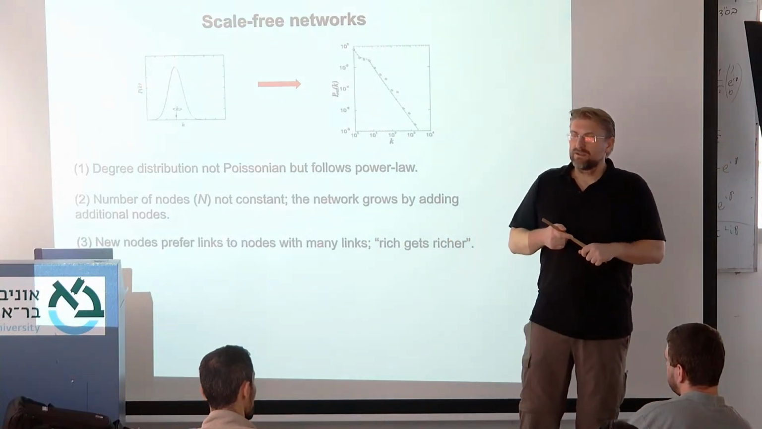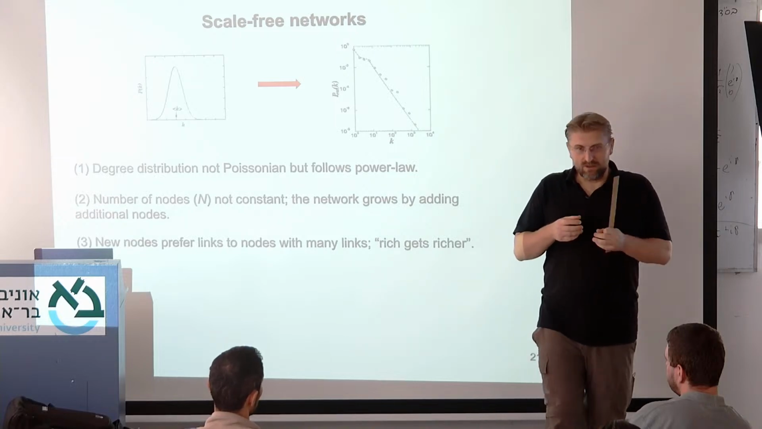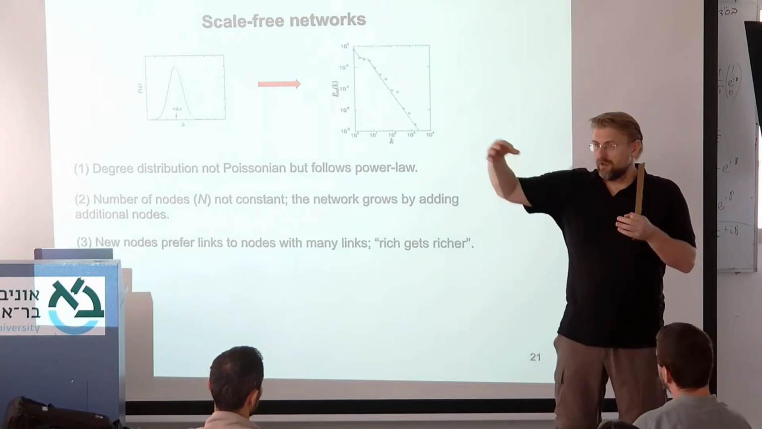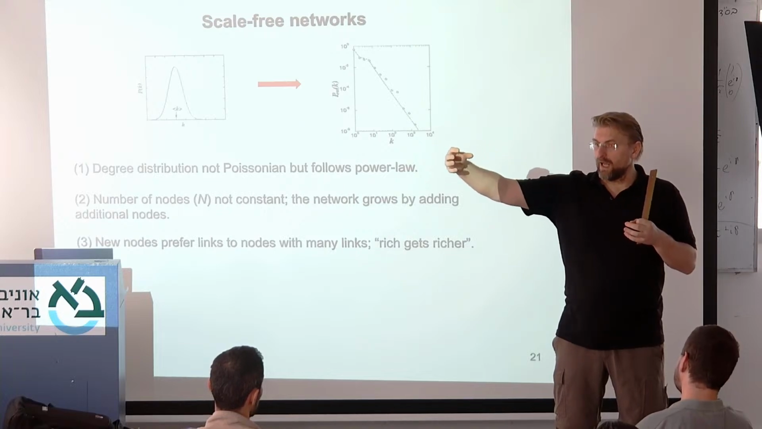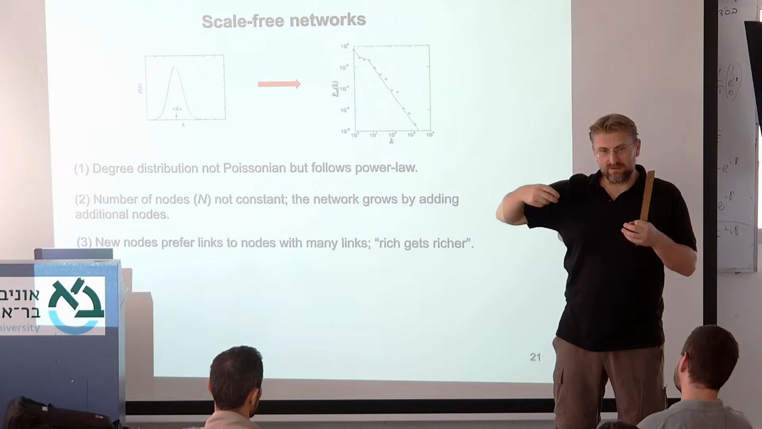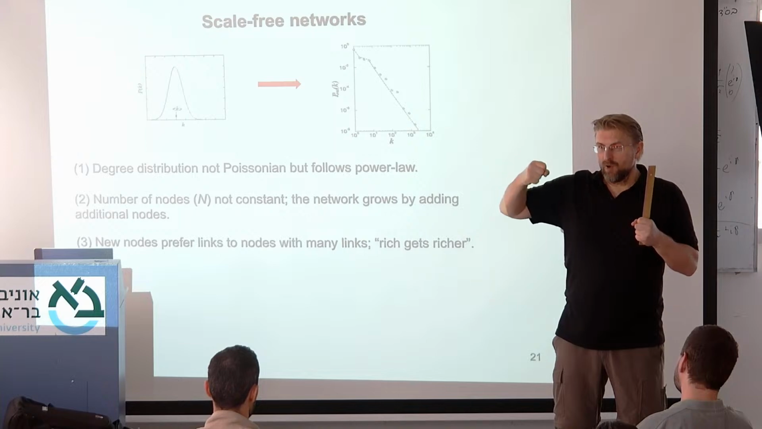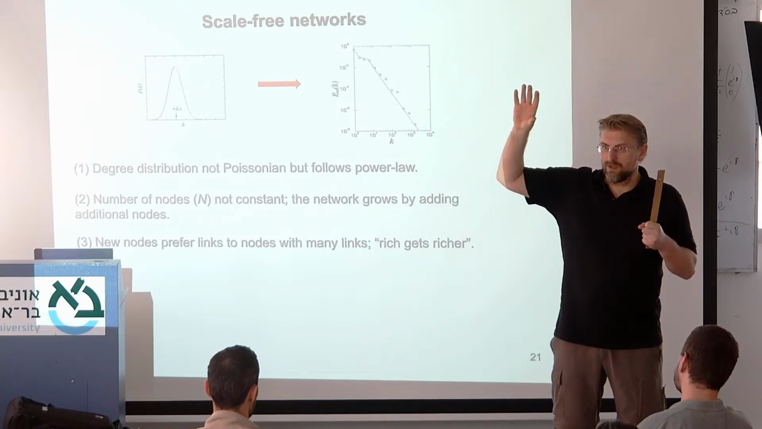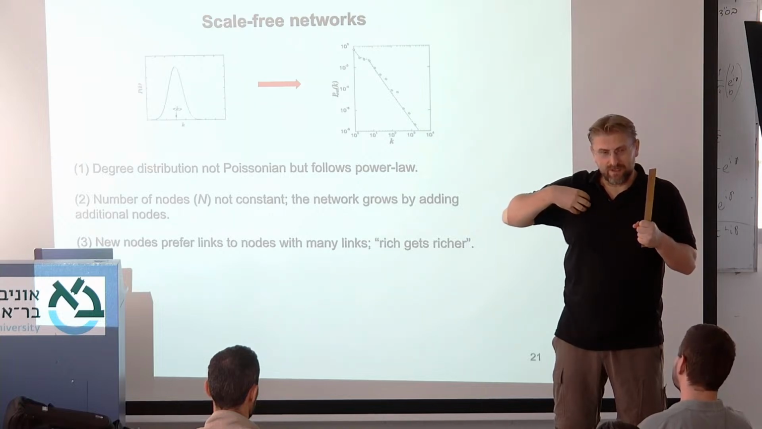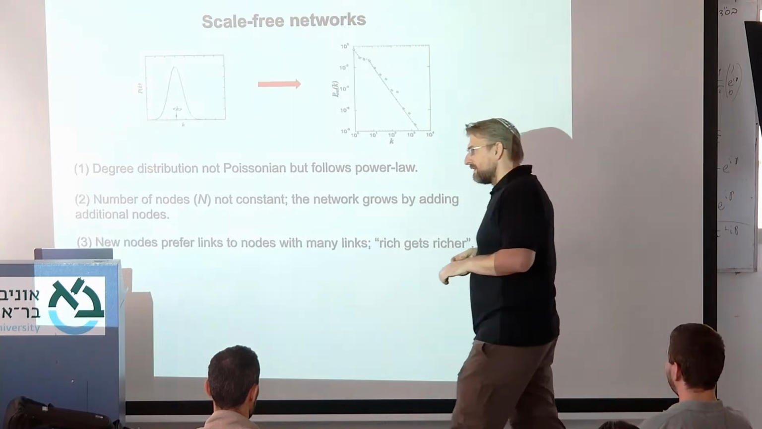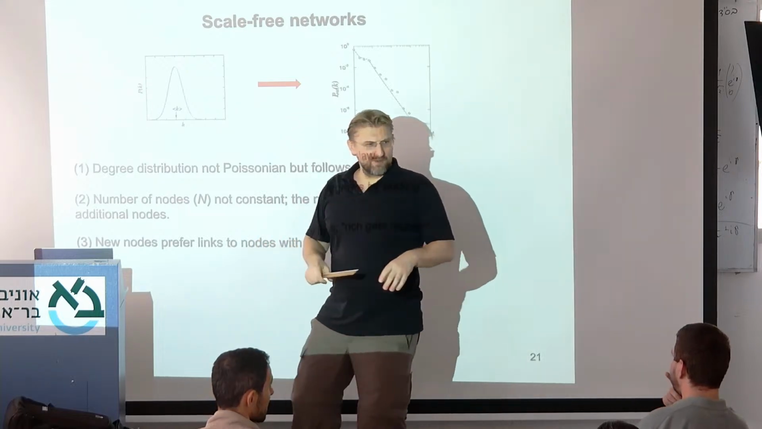Why? Because if you have a node that is already popular, and a new node wants to join the network, it is more likely to connect to the nodes that are popular, okay? So if you make a website, you are more likely to connect to Taylor Swift's website than to my website, okay? That's an example.